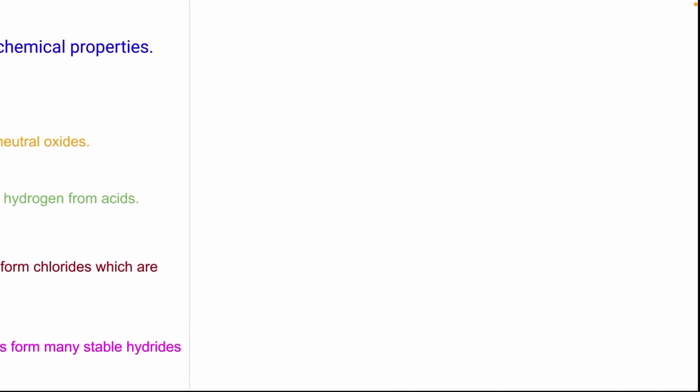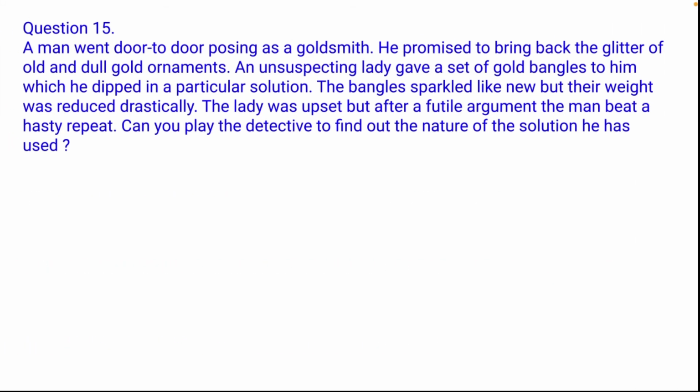Let us move on to question number 15. A man went door to door posing as a goldsmith. He promised to bring back the glitter of old and dull gold ornaments. An unsuspecting lady gave a set of gold bangles to him, which he dipped in a particular solution. The bangles sparkled like new, but their weight was reduced drastically. The lady was upset, but in a futile argument the man beat a hasty retreat. Can you play the detective to find out the nature of the solution he has used?